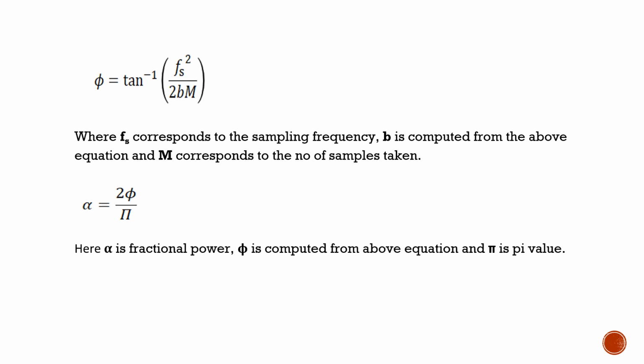The next formula is to find phi, where phi is equal to tan inverse of Fs squared by 2BM. Here, Fs is the sampling frequency, B is computed from the above equation, and M is the number of samples which is considered. So, alpha, that is the fractional power, is equal to 2 times phi divided by pi, where phi is computed from the above equation and pi is 3.14 or 22 by 7.